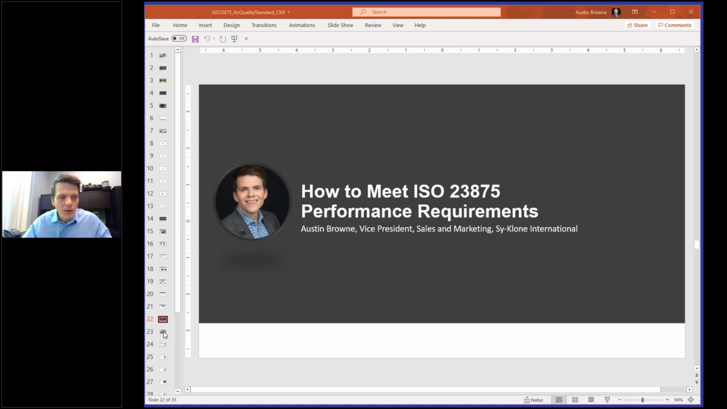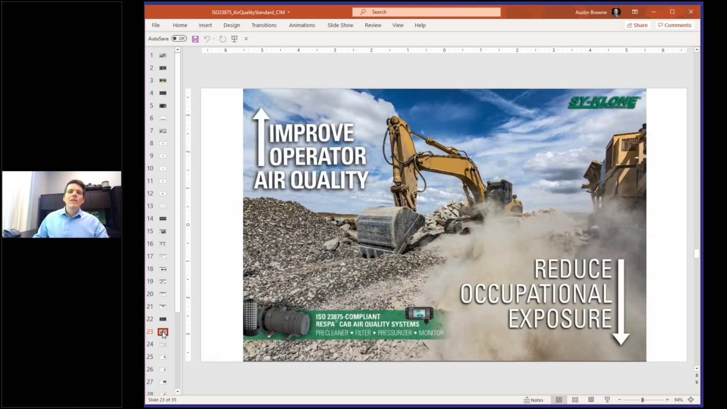And as we look at addressing the performance requirements, one of the things that we've spent a lot of time talking about today is risk reduction. How do we reduce occupational exposure on job sites through improving operator air quality? At the end of the day, all mining companies, all companies in general, are really focused on 3 things. How do you reduce risk, which we've covered extensively today? How do you save money? And how do you make money? On save money and make money, ISO 23875 is essential as well, because it does allow companies to hit defined maintenance intervals, as Guillaume mentioned, ensuring that machines stay up and more productive in the field, as well as reducing the total cost of ownership.